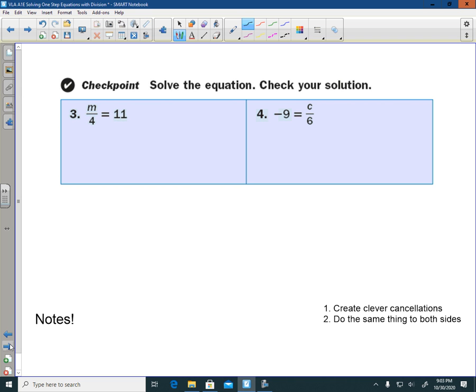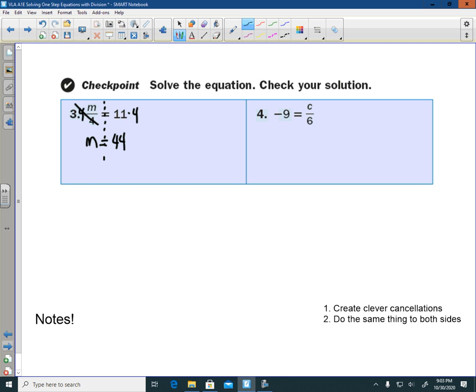All right, here we go. Number 3. Divide those sides in half. M divided by 4 equals 11. Well, I want to get rid of that 4, and so I'm going to multiply both sides by 4. That creates this cancellation. I have M equals 11 times 4, which is 44.